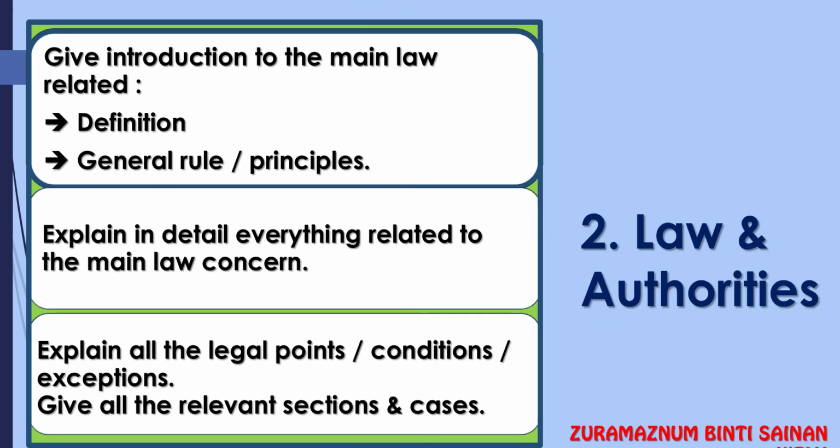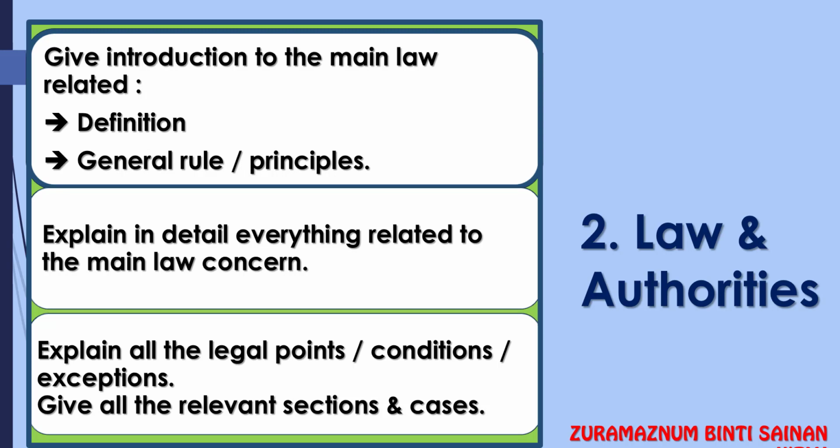Okay, the next step is the law and authorities. Under this component, you have to explain all the main law which is related to the issues which have been raised. Of course, you have to define what is an offer, what is an invitation to trade, and what is an acceptance, because we want to determine who is the offeror and who is the offeree, and when is the actual time the contract happened.